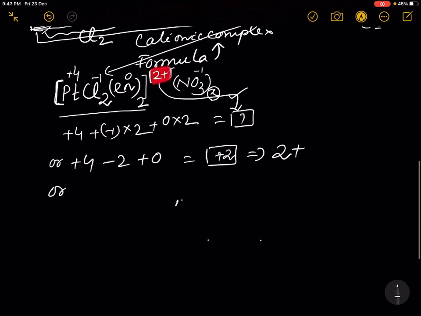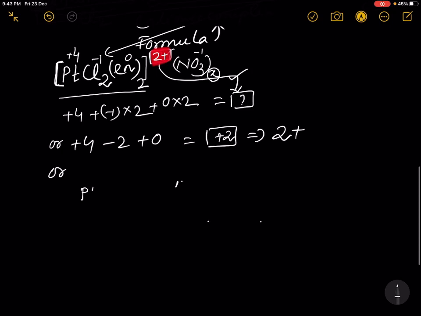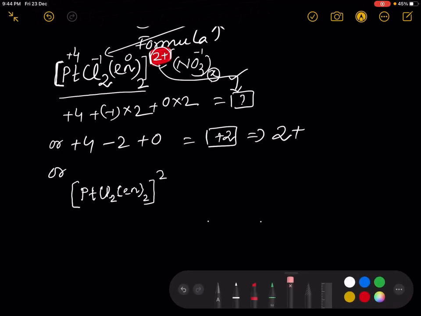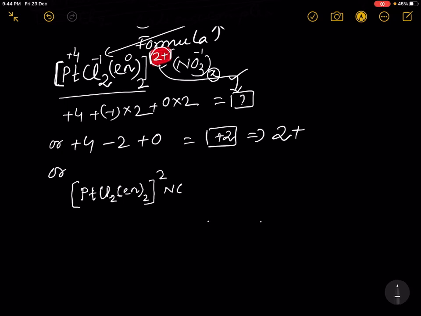And you see, Pt Cl2 en2, charge on it is +2, so you just write 2, its valence is 2. Or you can say then NO3, -1, just write 1. Then this 1 should be written over here and this 2 is written over here.